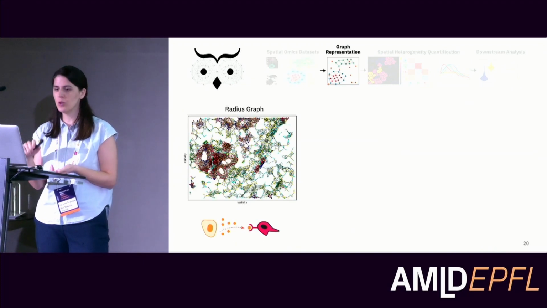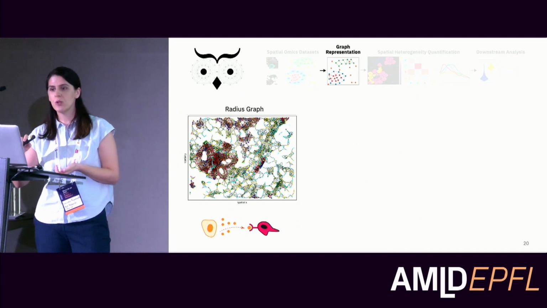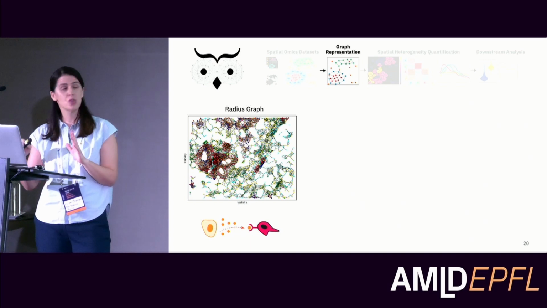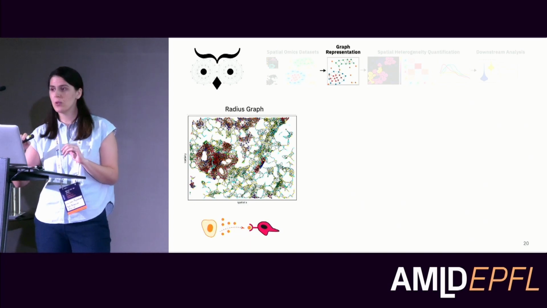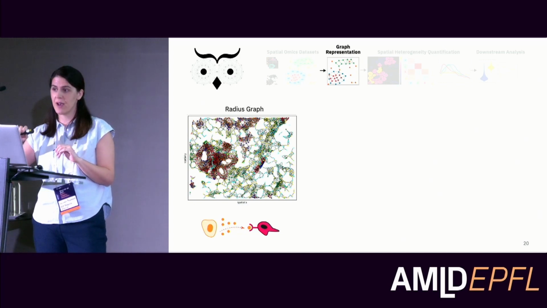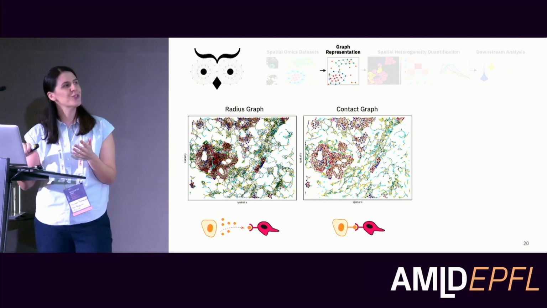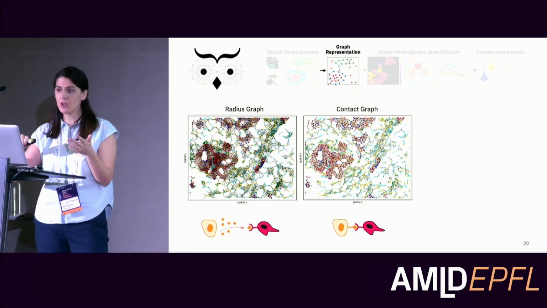So as I told you before, what Athena does is first represent the tumor as a graph. And here we use different graph building approaches. One would be a radius graph, where you simply connect the cells that are in one specified predetermined radius. And this simulates how cells communicate via paracrine signaling. Another option would be a contact graph, where it's self-explanatory. You would join cells if they're touching, and this would simulate a juxtacrine signaling.